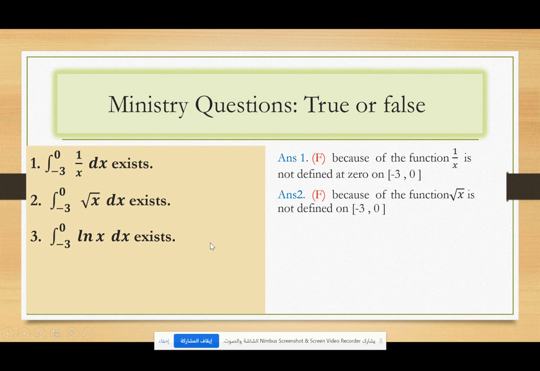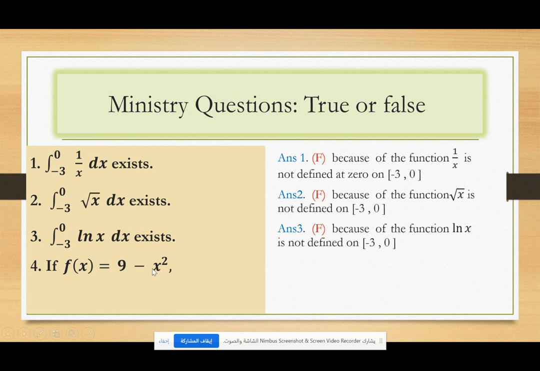This statement is also false because the function ln of x, by going back to the graph of ln, is not defined on negative also. Like the square root, ln and the square root do not accept negative. So it can't be defined from negative 3 till 0, and they are not continuous. So because of that, the limit does not exist. And that means we can't calculate the limit, we can't calculate area.